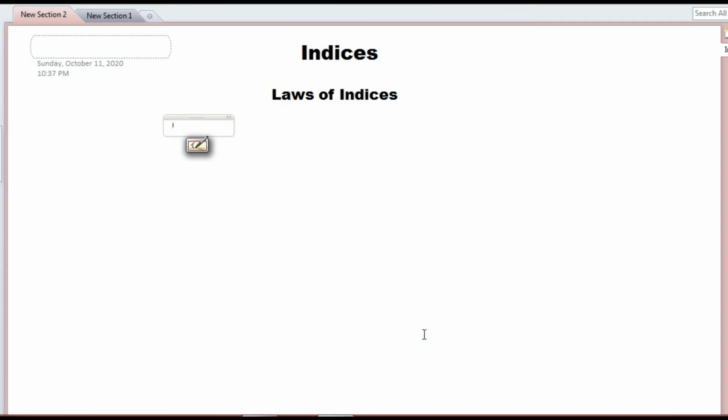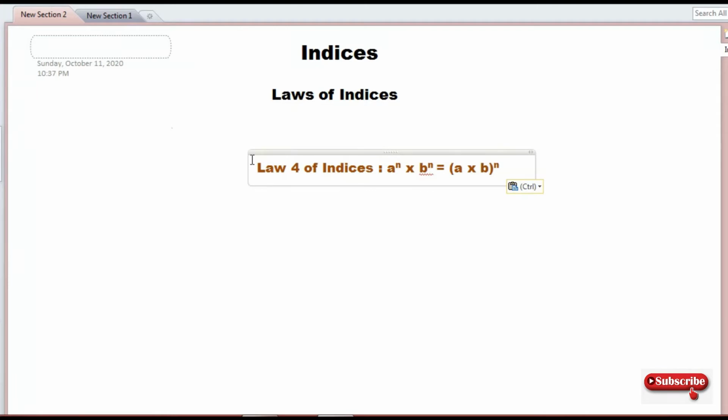Dear student, this is the second part of the topic indices, where we are going to cover two more laws of indices. In my previous video you learned three different laws of indices. Now I'm going to start with the fourth law of the topic indices.